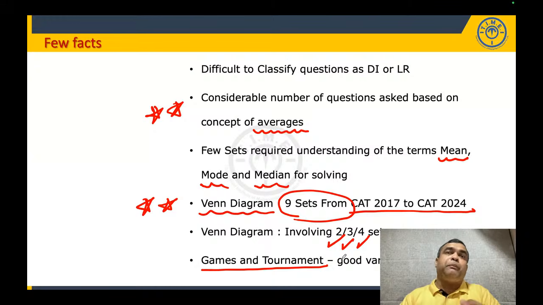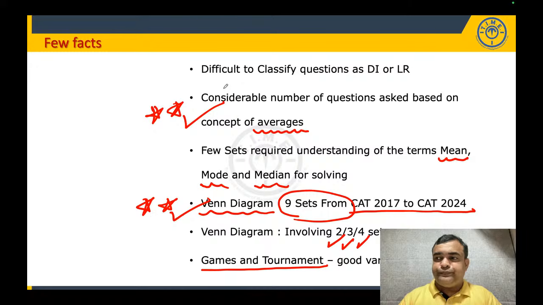See, if you are following games, let's say for example somebody's following cricket, somebody's following tennis, somebody's following chess, and you know how the game is played, probably it will help you understand how to solve the games and tournaments questions. But if you don't have a flavor of those sports, probably games and tournaments will become a difficult topic for you. But a good variety of questions on games and tournaments has been asked. If you look at the CAT 17 onwards papers, I don't suggest you attempt it, but Venn diagram and average based sets are definitely doable. Fine.